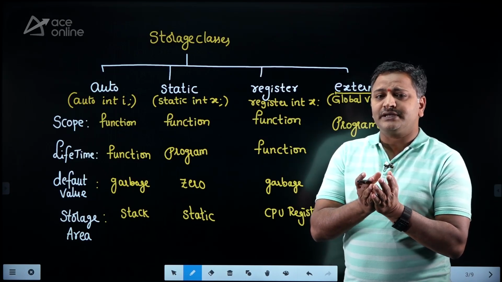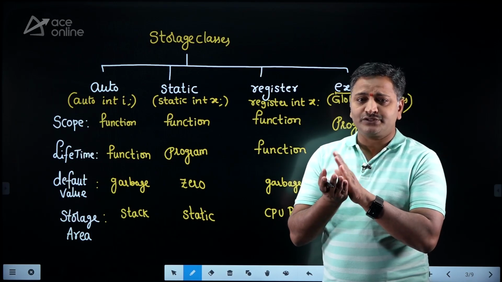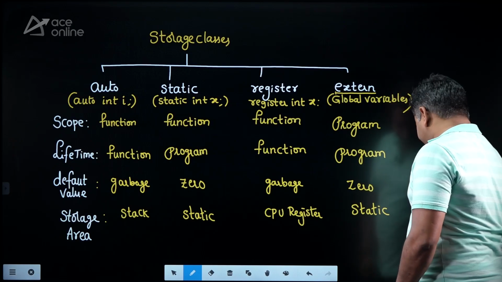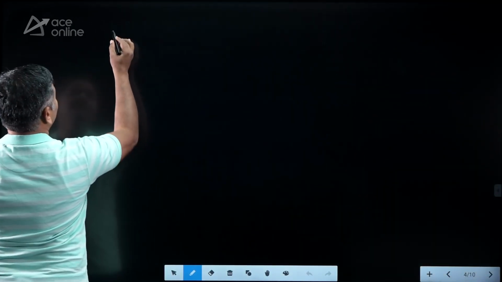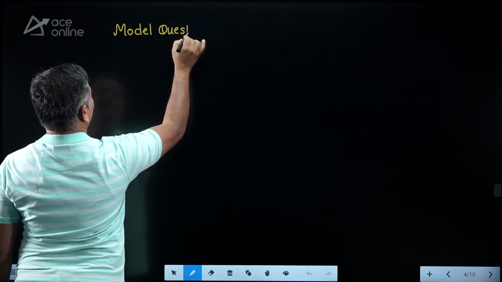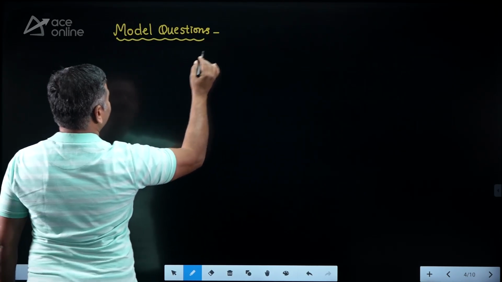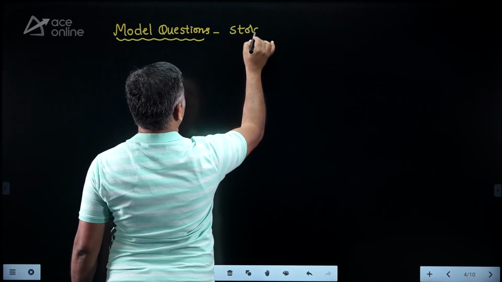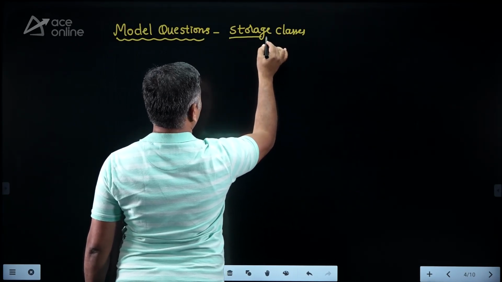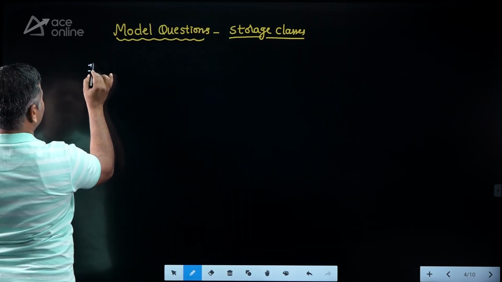They are combining most of the static storage classes with the recursion concept. Clear? So let me explain different types of model questions in storage class. The first way of asking questions, they are combining storage classes with control statements.